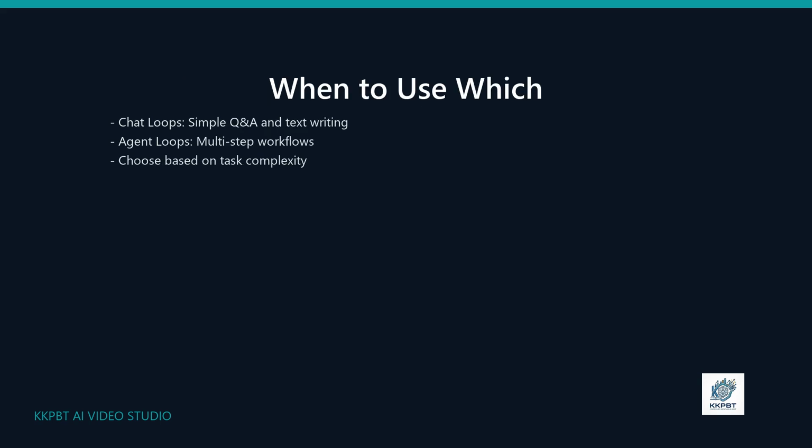Chat loops are best for straightforward tasks like quick Q&A, writing emails, or summarizing text. Agent loops excel at complex, multi-step workflows like deep market research or automated software debugging.